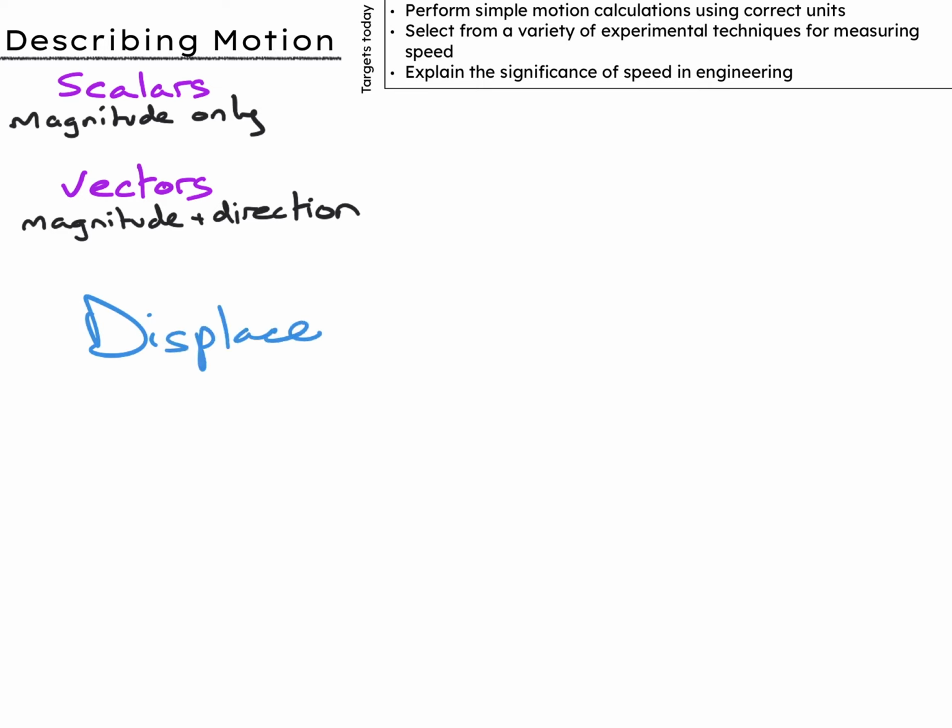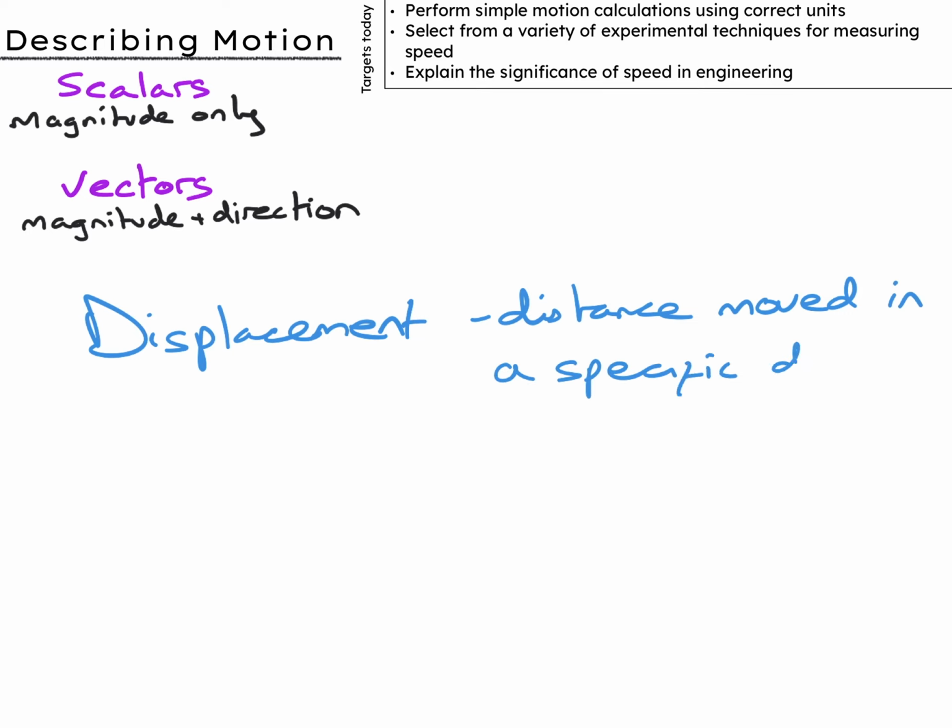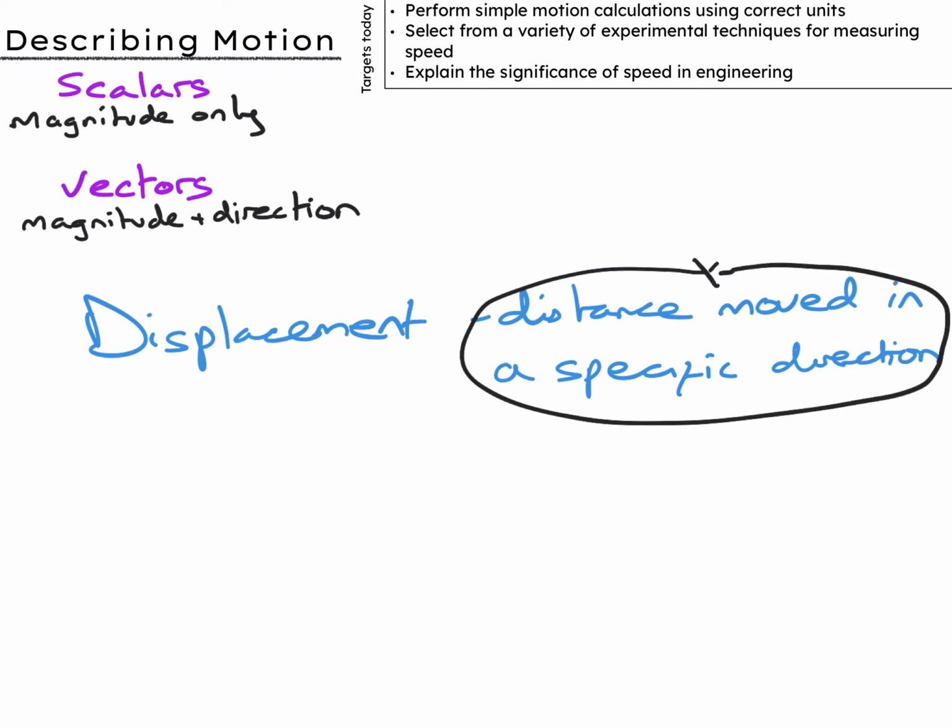Displacement is the distance moved in a specific direction. If you get up, walk around the room, and sit back down again in the same seat, your displacement is approximately zero, even though the distance walked is not zero.